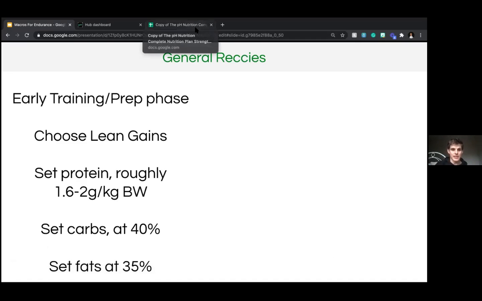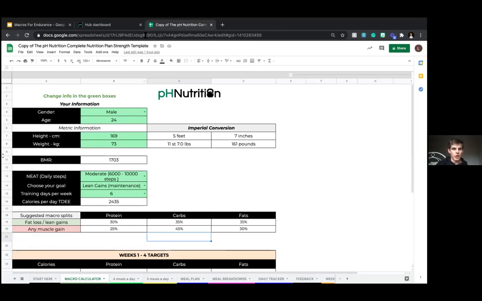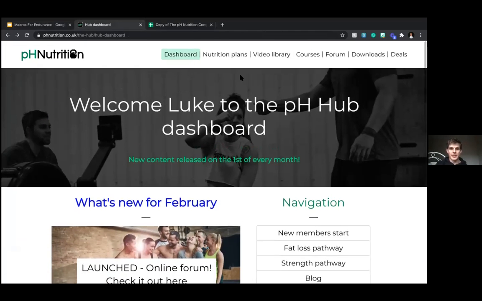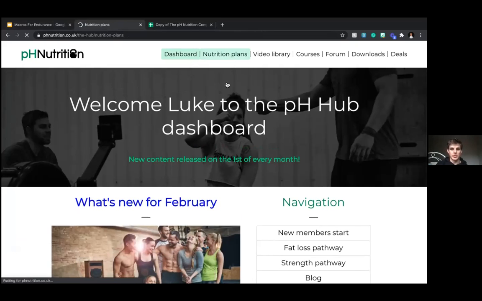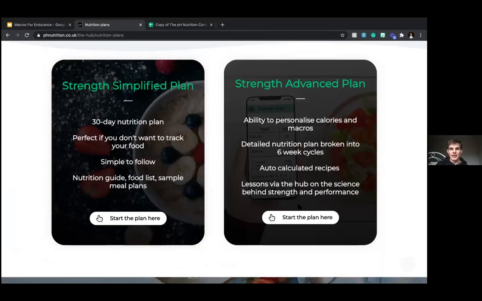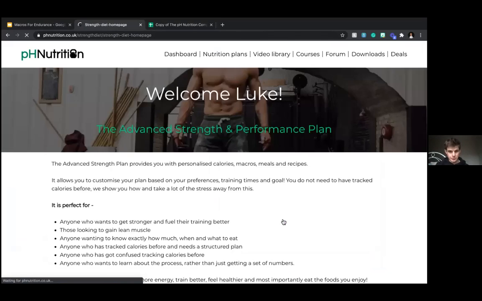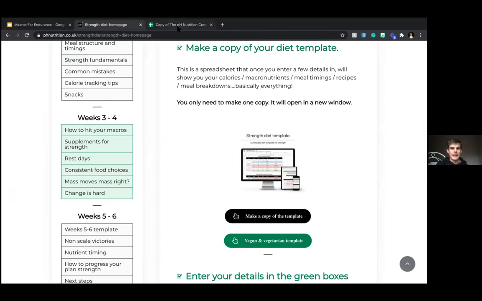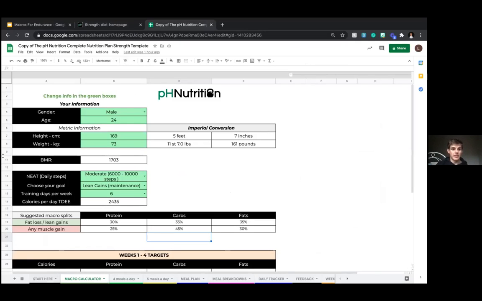So let's actually have a look at that now. I've got a copy of the hub here. For those of you that don't know, once you're on the hub, to get to the nutrition plans, it's just going to be on nutrition plans. And then what I've done here is I've gone on strength advanced, and then just made a copy of the template. And so here I've got a copy of that template.